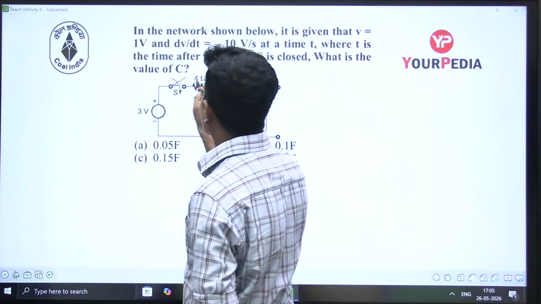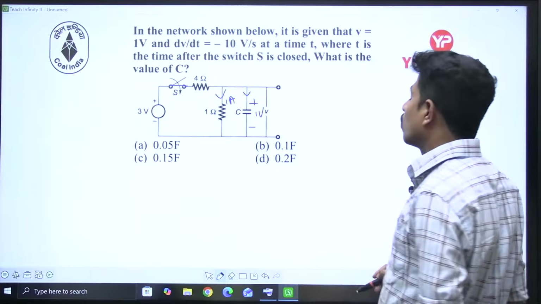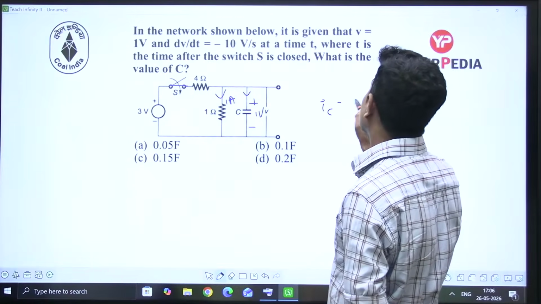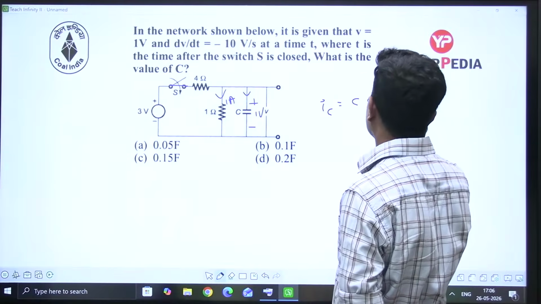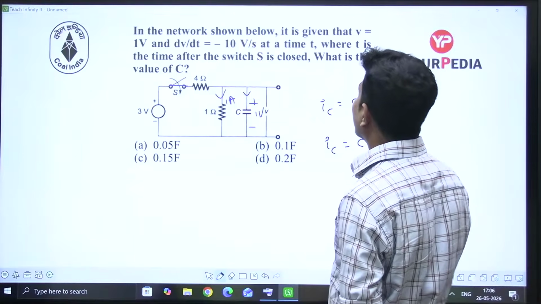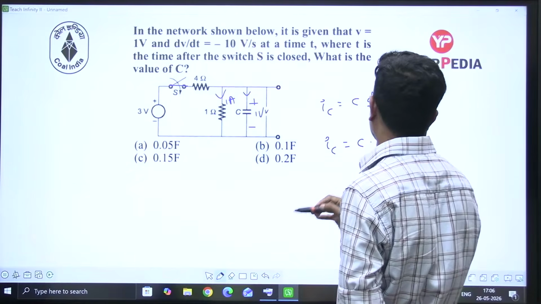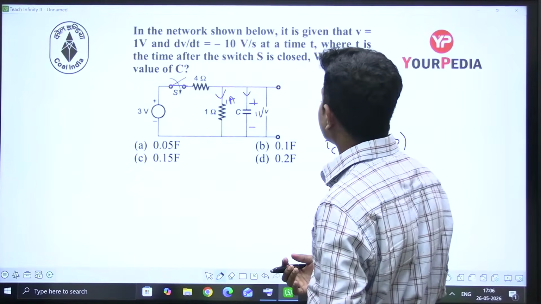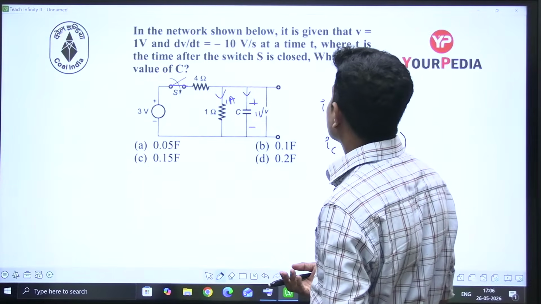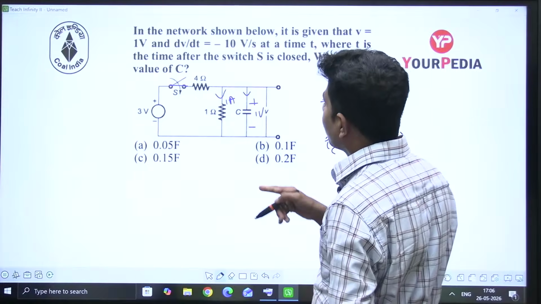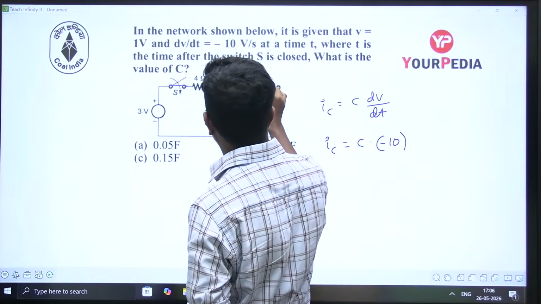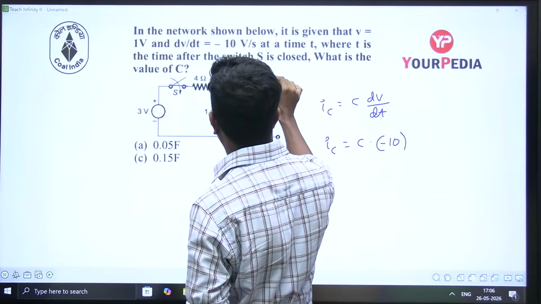The switch is closed at t is equal to 0. That is also fine. But extra information that fellow has given is IC. Yes, IC is equal to C dV by dt. IC I don't know. C is how much? We don't know. dV by dt is how much? Minus 10. Okay. 1 volt. Now he's asking for the value of capacitance C. That voltage we know. This current we know. And let's take this current as IC at 0 plus.